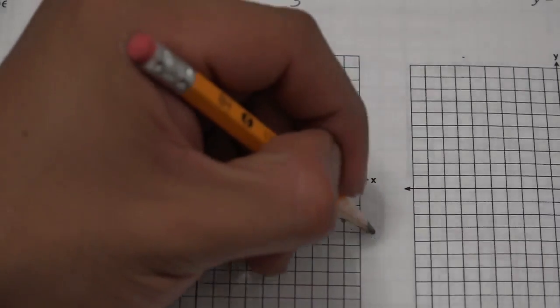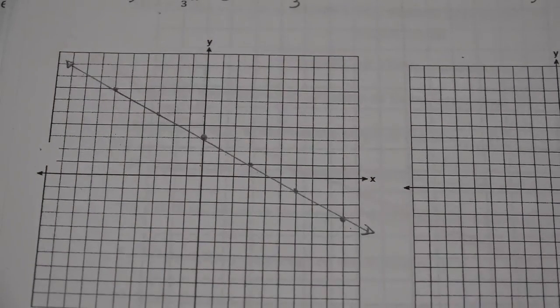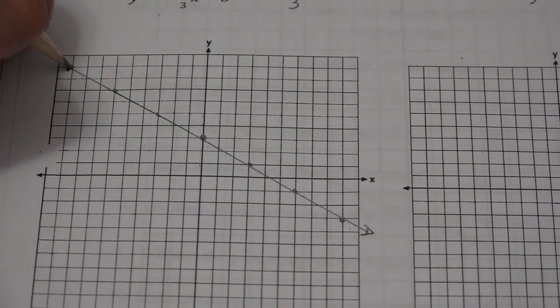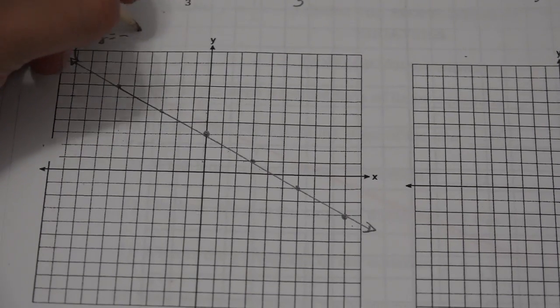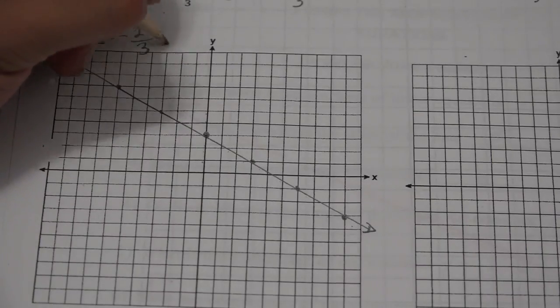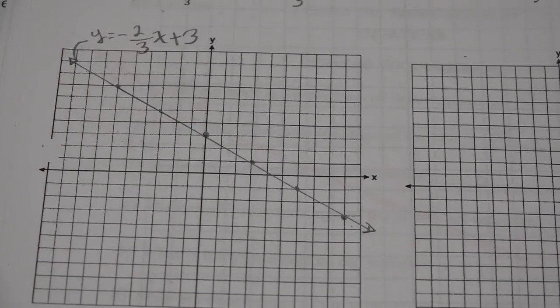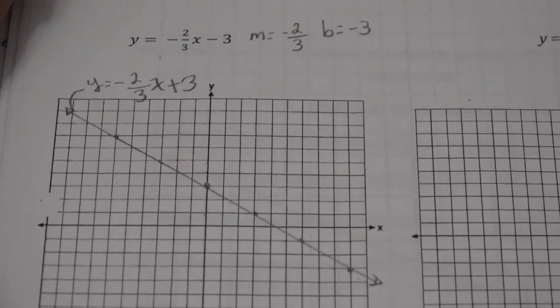Boom, boom, boom, boom. Now remember, you need to label your line. The name of your line right here is y equals -2/3 x plus 3. See that? Okay, now let's talk about the second line.